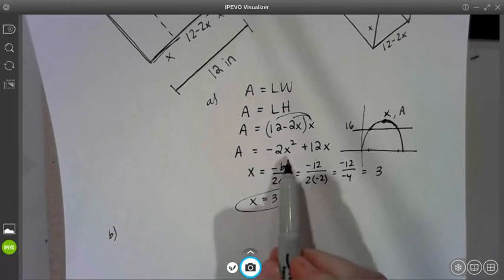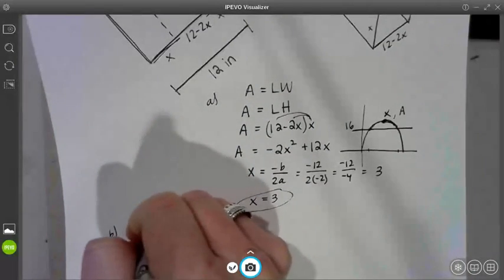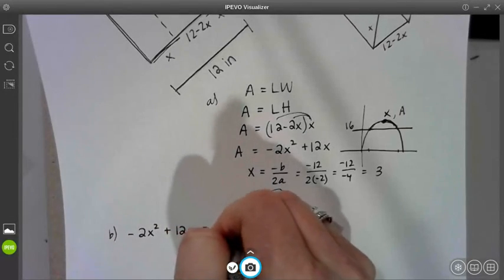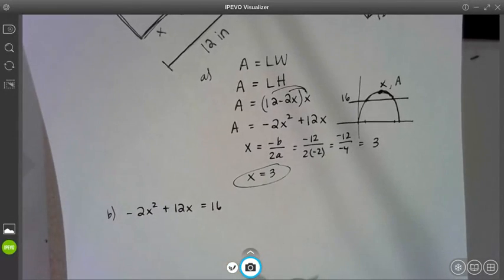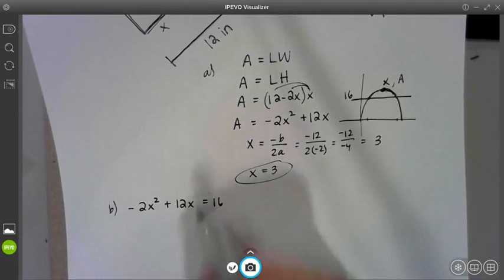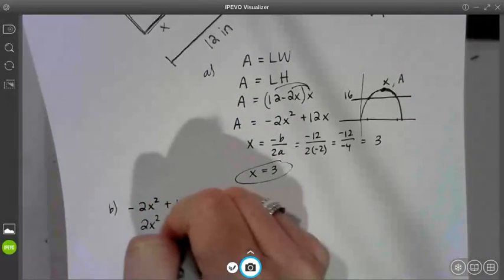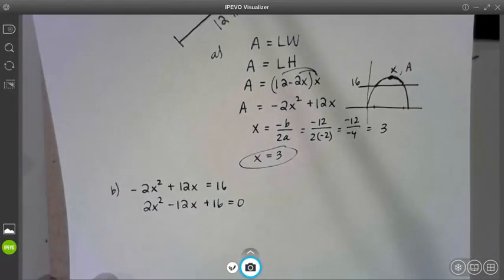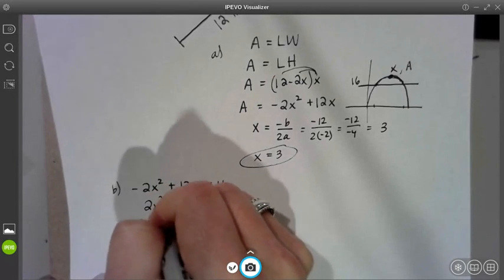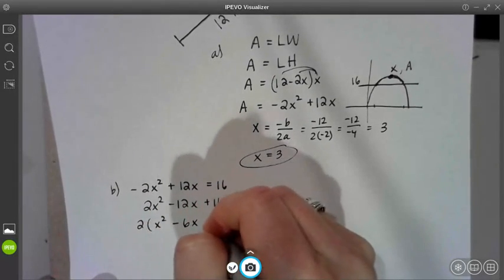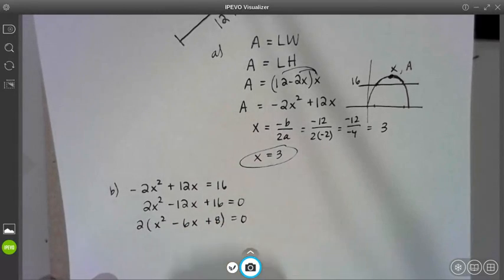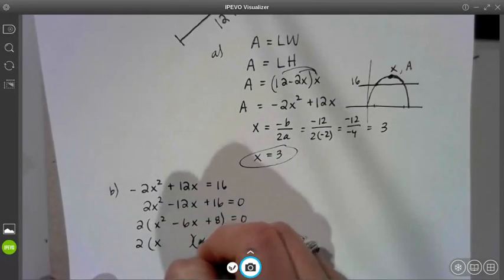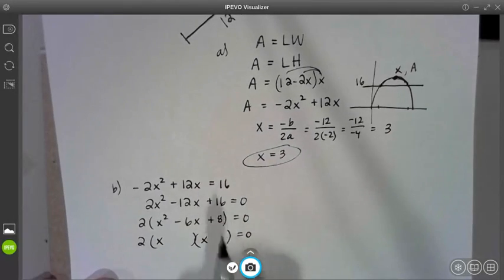All right, so what's going to make this equation negative 2x squared plus 12x equal to at least an area of 16? All right, so let's just add everything over. I'm going to minus the 12x plus 16 equals 0. I'm going to factor out a 2. Okay, and then I'm going to factor it. Looks like it's going to factor quite nicely. X. What adds to negative 6 and then multiplies to 8?